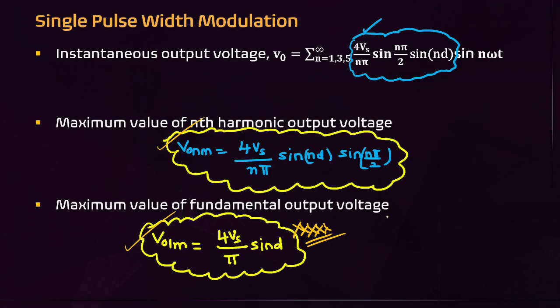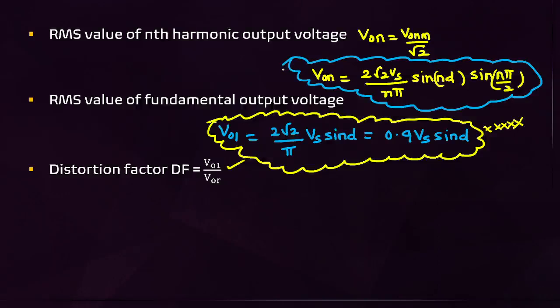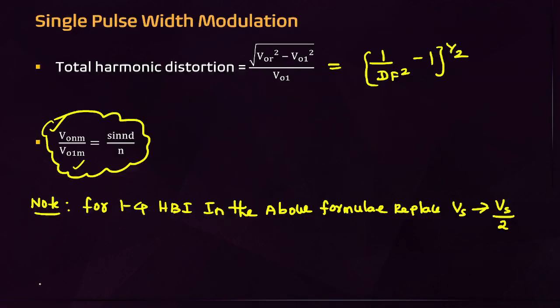In a single PWM technique, what is the maximum value of the fundamental? 4 Vs by pi into sin d. What is the RMS value of the nth harmonic output? This is 5 star, very, very, very important. In a single PWM technique, what is the RMS value of the fundamental voltage? 2 root 2 by pi into Vs into sin d. From these formulas, questions are framed many times, that you have to consider.